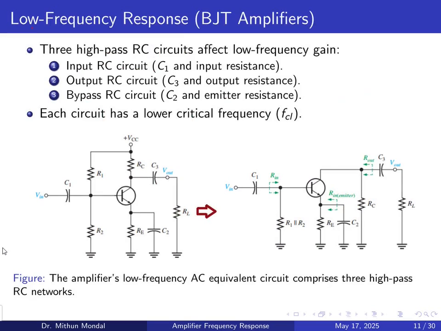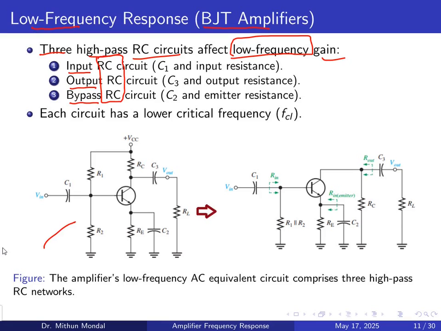Now we talk about the low frequency response first, taking the example of the BJT amplifiers. There will be 3 high pass RC networks which will be affecting the low frequency gain. So you will be having the input circuit, output circuit, and the bypass part of the RC network. So the network will be an RC circuit.